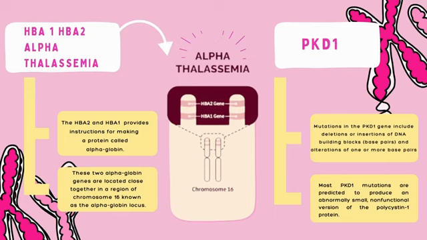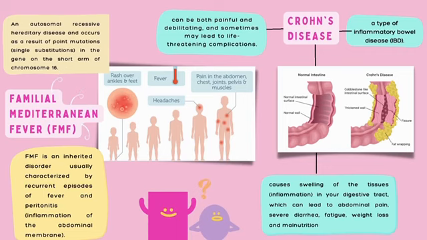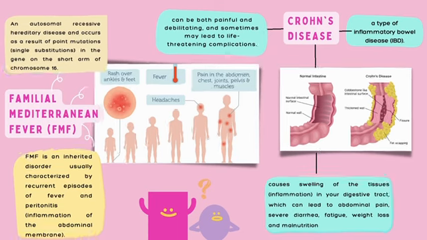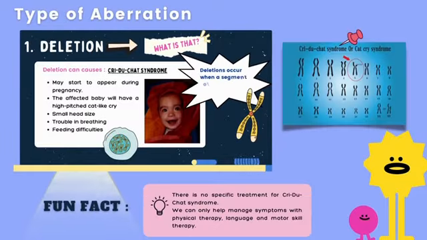Mutations in PKD1 include deletions or insertions of DNA building blocks and alteration of one or more base pairs. Most PKD1 mutations are predicted to produce an abnormal, small, non-functional version of the polycystin protein. As I mentioned, chromosome 16 also includes Crohn's disease, which is a type of inflammatory bowel disease. It causes swelling of the tissue in the digestive tract. Last but not least is familial Mediterranean fever, which is an inherited disorder usually characterized by recurrent episodes of fever and peritonitis.